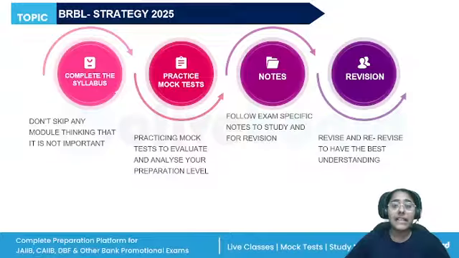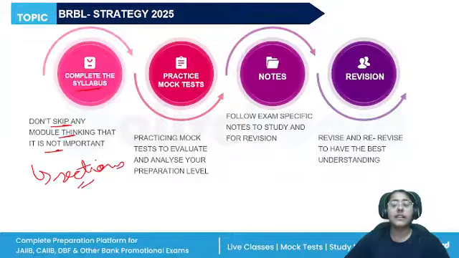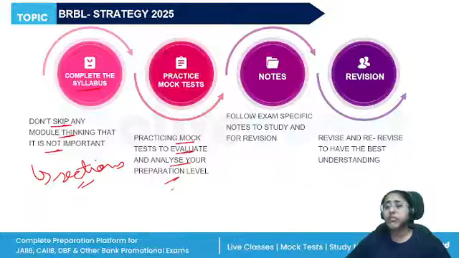So what should be our strategy? You will complete the syllabus. Do not skip any module thinking that it is not important. Do not skip module A. From module A there are various sections that are asked every time in our exam. Then you should practice the mock tests that will help you evaluate and analyze your preparation level. Even if you score less in the first or second mock test, keep practicing. You will understand which chapters you are lagging in, or if you are losing marks because of time management, you can improve on that.